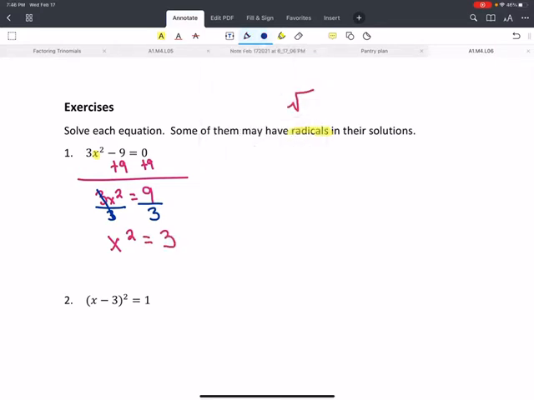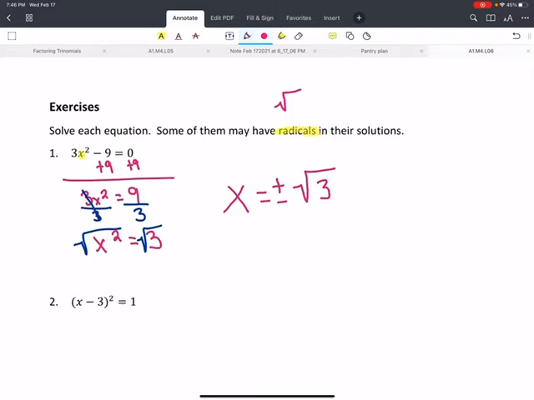And the way that we undo squaring something is to take the square root. If I take the square root of the left side, I have to take the square root of the right side. Now, this is a little bit different because the square root of 3 is not going to be a whole number, because 3 is not a perfect square. So we're going to leave this in radical form as the square root of 3. But remember, when we take the square root of something, we get a positive answer and a negative answer.